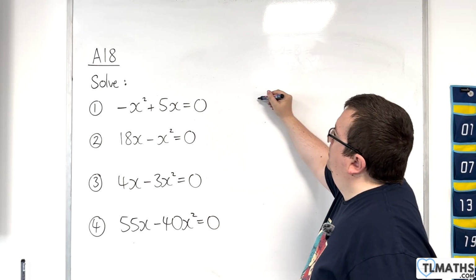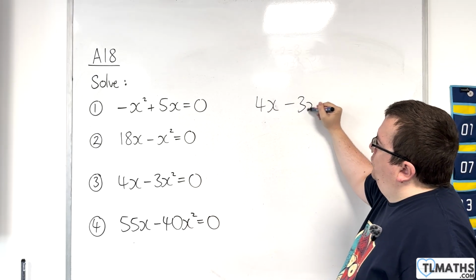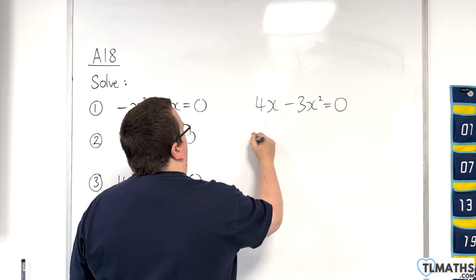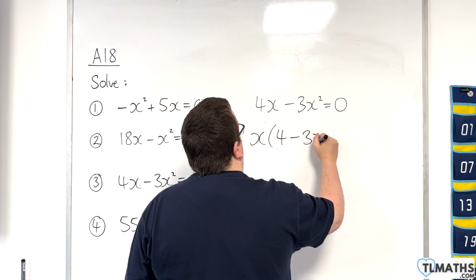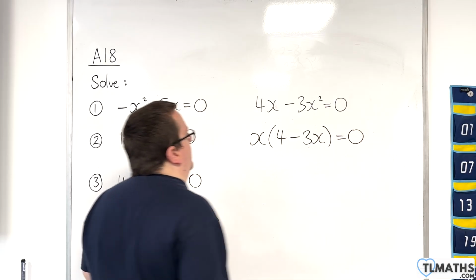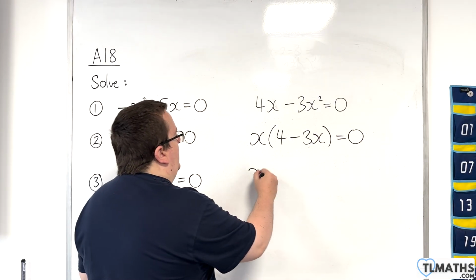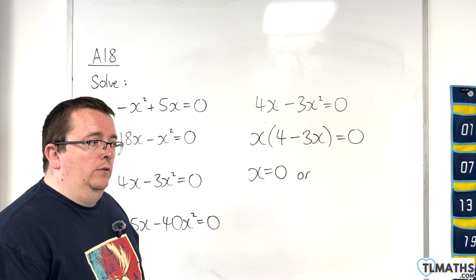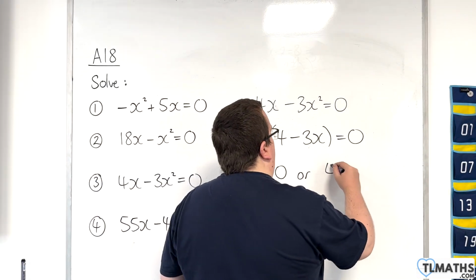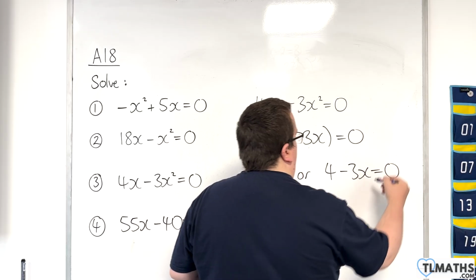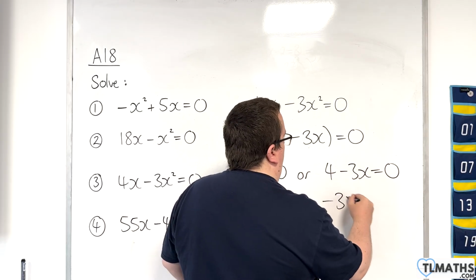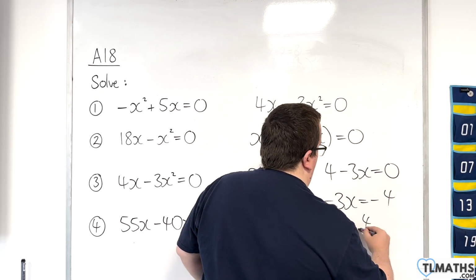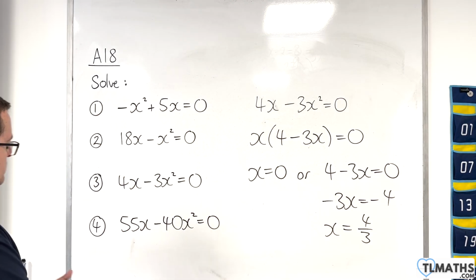Right, number 3, 4x take away 3x squared is equal to 0. So both terms have an x involved, so let's factor that out, and we'll have 4 take away 3x inside the bracket. So either x is equal to 0, or x is going to be equal to 4/3. Again, if you can't spot that immediately, put the 4 take away 3x equal to 0. Take 4 from both sides. Divide through by minus 3. And there's our second solution.